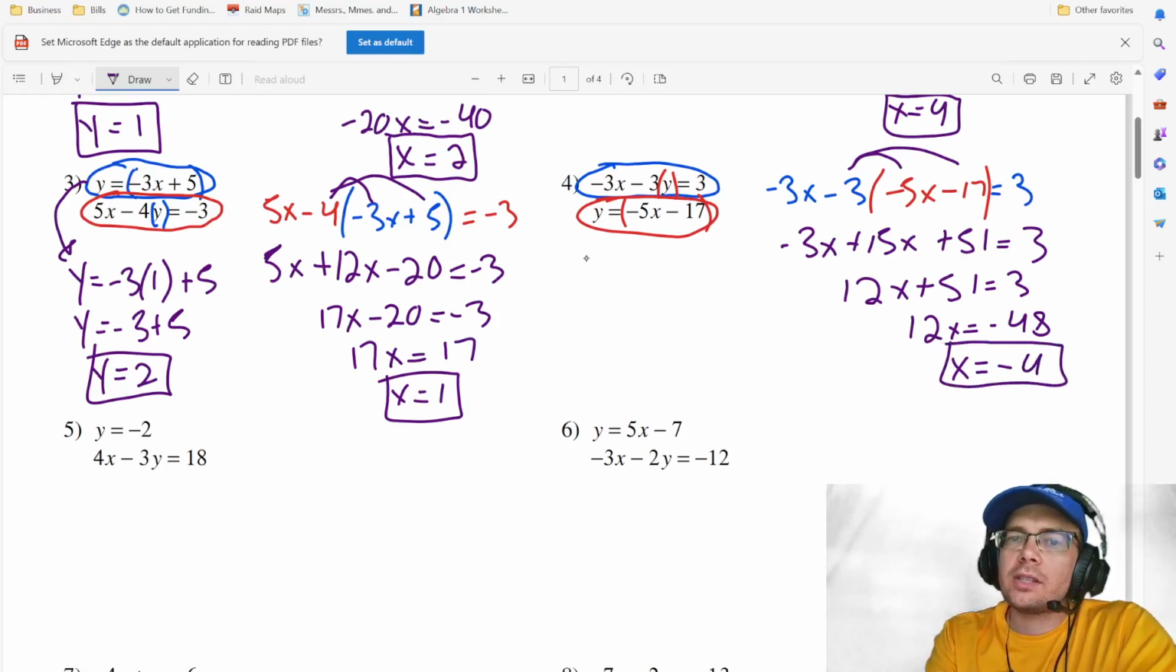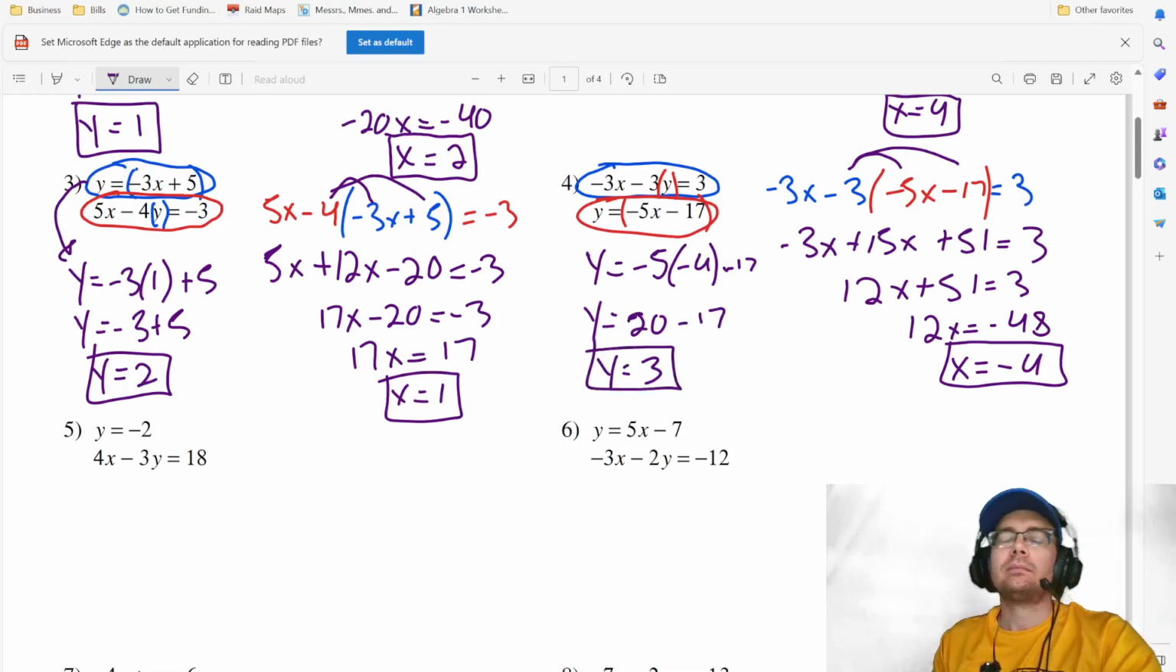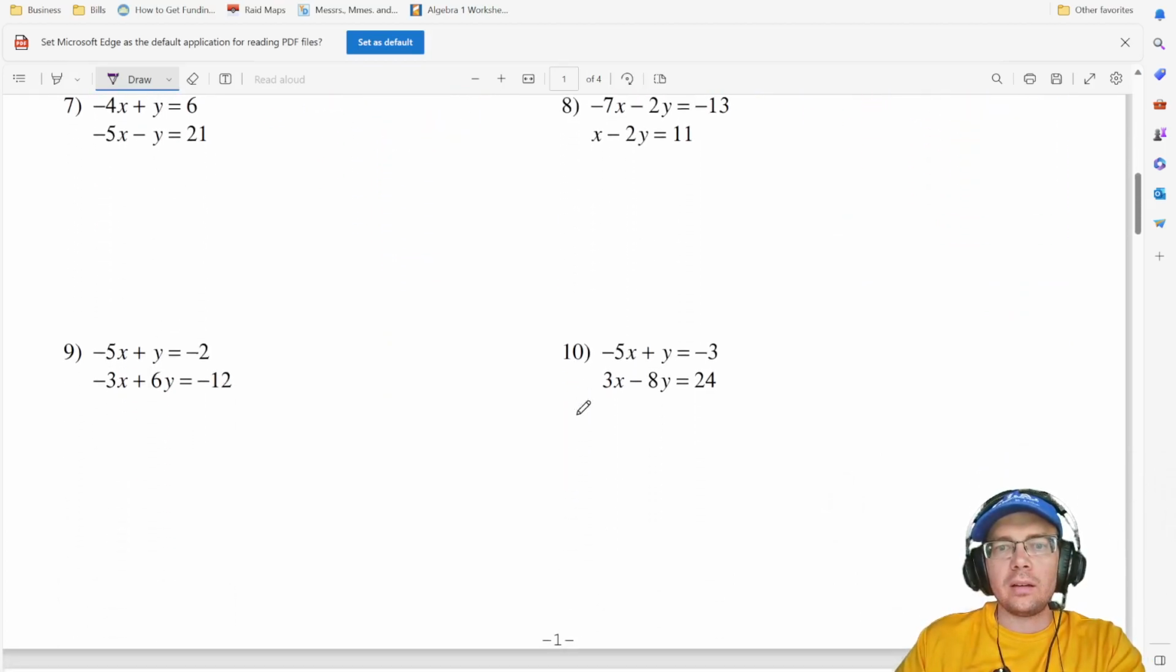All right, and then I just plug it into the second equation here, negative 5x is negative 4 minus 17. So that's positive 20 minus 17, which is 3. All right, cool. So for the next set, we're going to do that same thing there.